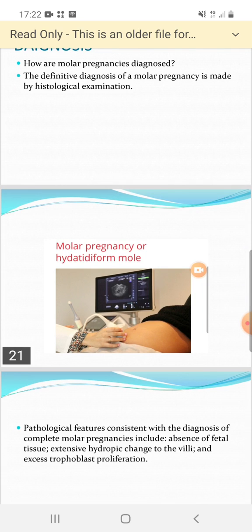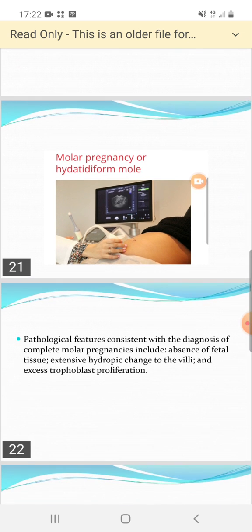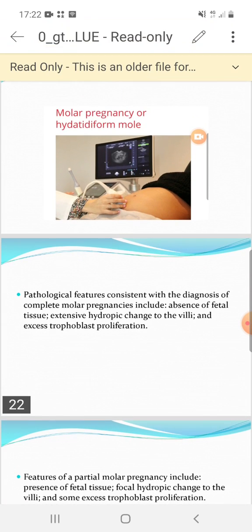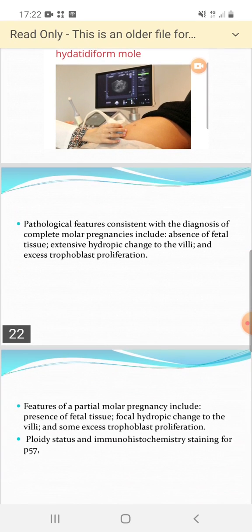It will be 2 times multiple of the medians, okay, and ultrasound snowstorm appearance. The pathological features with the diagnosis of complete molar pregnancies include absence of the fetal tissue, extensive hydropic changes of the villi, and excessive trophoblast proliferation.